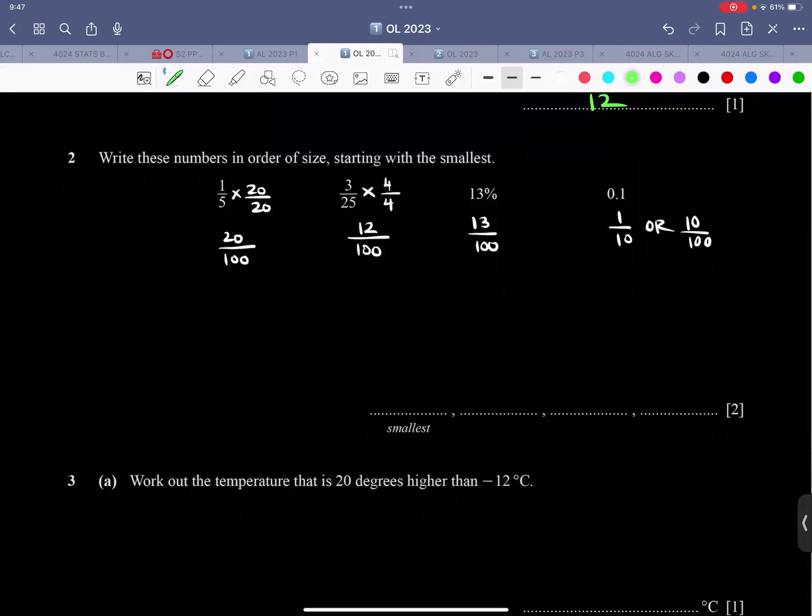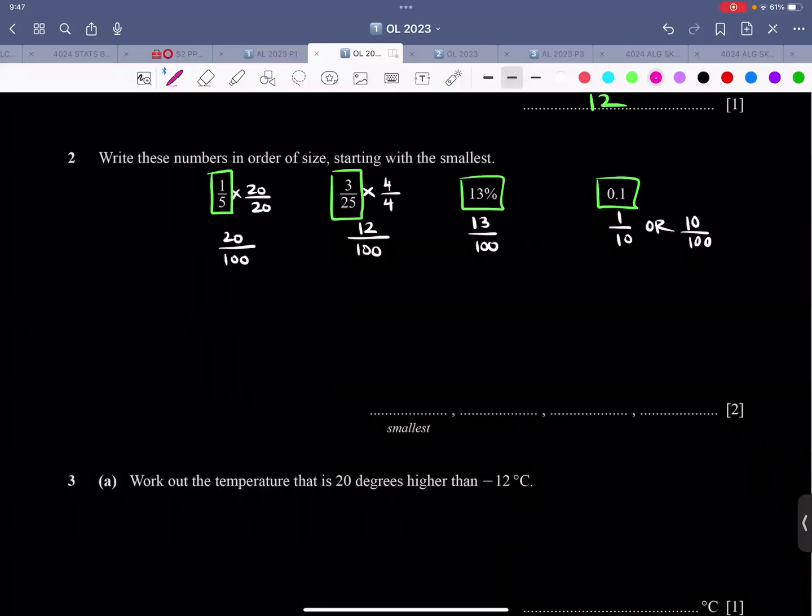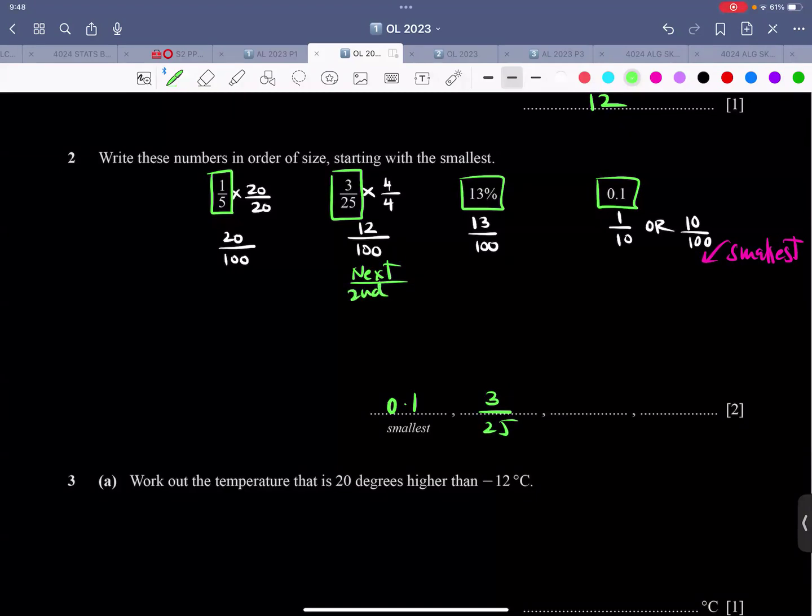So now when we write the answers, we will write in terms of 1/5, 3 over 25, 13% and 0.1. Which one is the smallest? 20, 12, 13, 10. This is the smallest, so I'll write 0.1 over here. The next smallest is 12 over 100, so I'll write 3 over 25. The third one is 13 over 100, which is 13%. And naturally, the fourth one is 20%, which is 1/5. That's how these 4 are written, starting with the smallest.